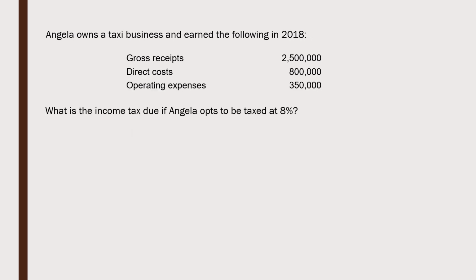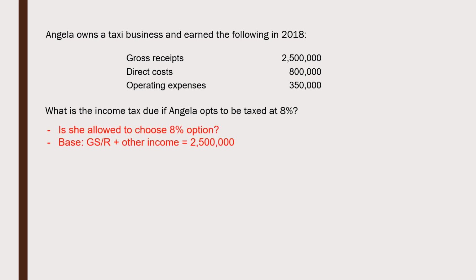Angela owns a taxi business and earned the following in 2018. What is the income tax due if Angela opts to be taxed at 8%? Again, we ask if she is allowed to choose the 8% option.